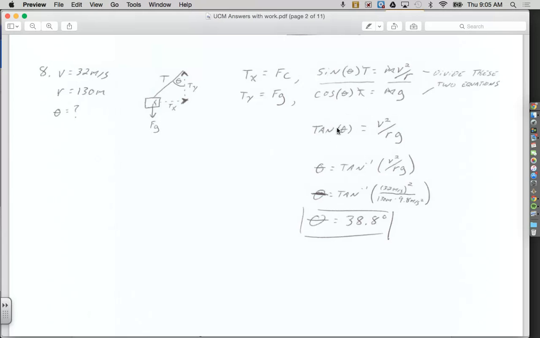I'm trying to solve for theta, so I'm going to get rid of the tangent by doing the inverse tangent to the other side. And that gives me theta equals the inverse tangent of v squared over rg. Plugging in my numbers, v was 32 meters per second. Don't forget to square it. Divided by r and g. R is still 130 meters. G is always 9.8 meters per second squared. When I plug all that into my calculator, I get an angle of 38.8 degrees.